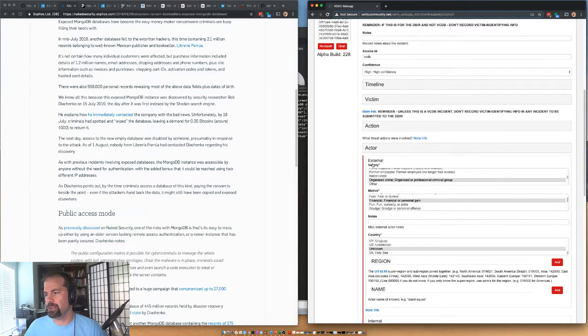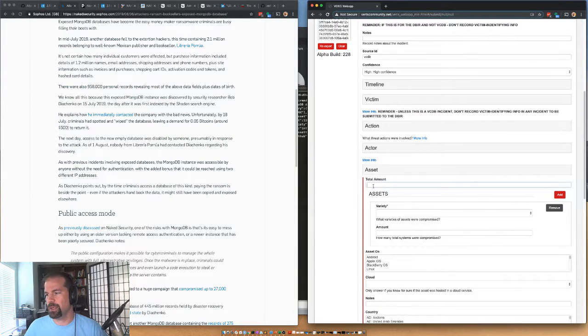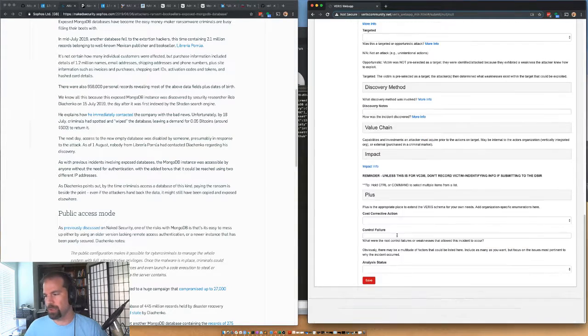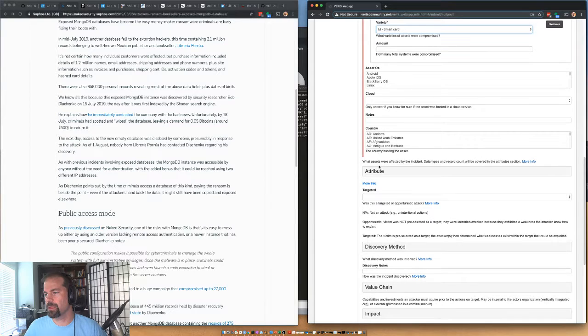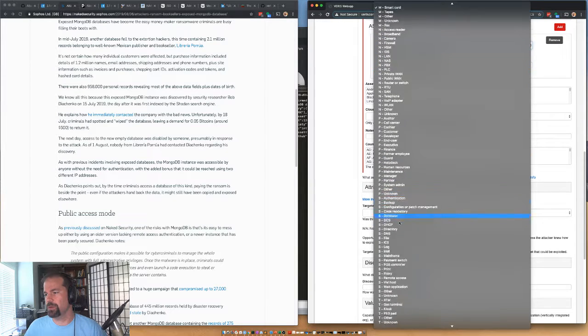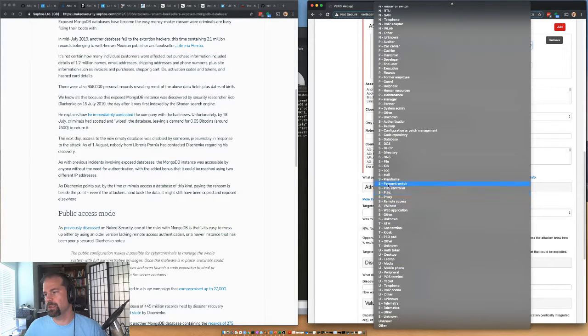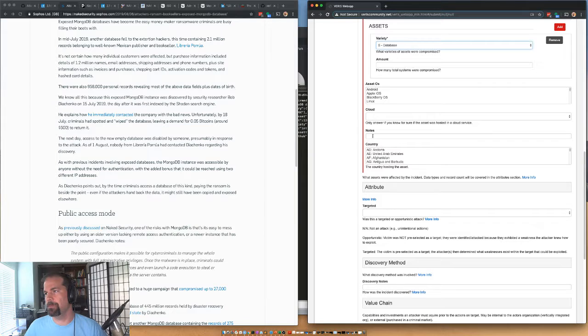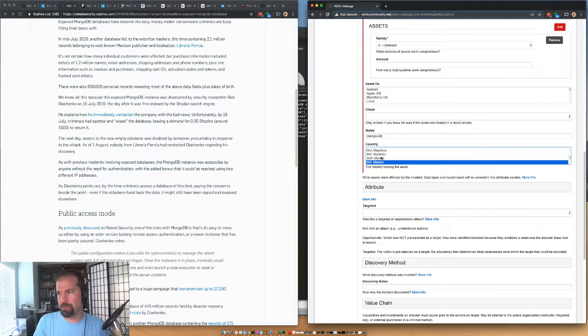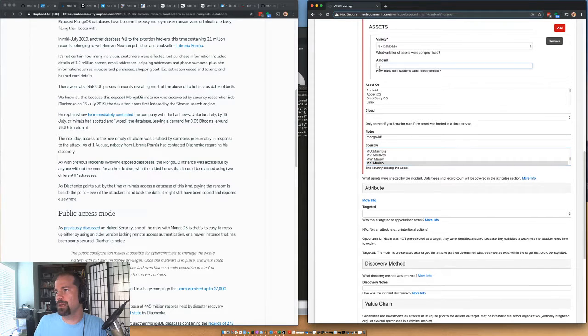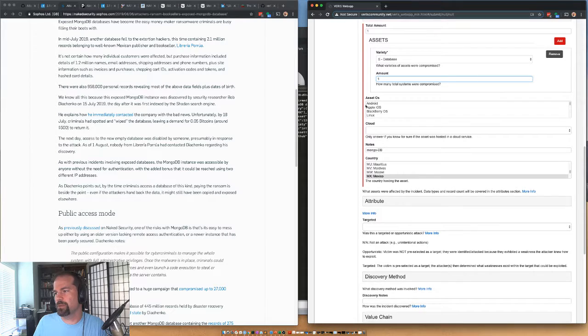So we'll close the actor. The asset again was one. Asset was one server. Server database. And we really should put MongoDB down here. In Mexico, one server.